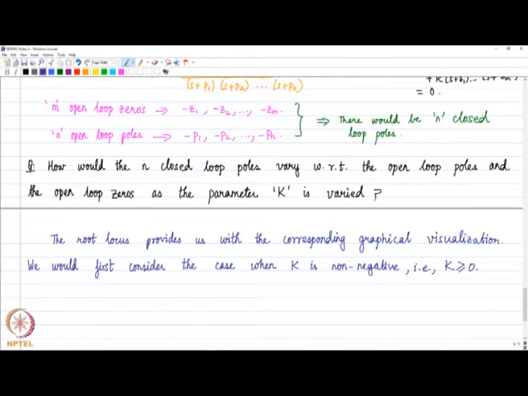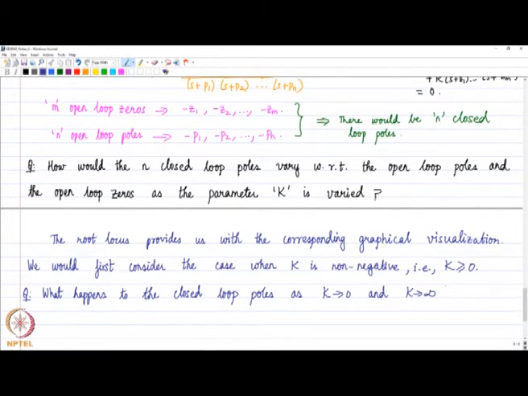But we will take the limit also. So essentially what we need to say is what happens when k goes from 0 to infinity. That's what we are going to look at first. I am going to leave you with a couple of questions. What happens to the closed loop poles as k tends to 0 and k tends to infinity?